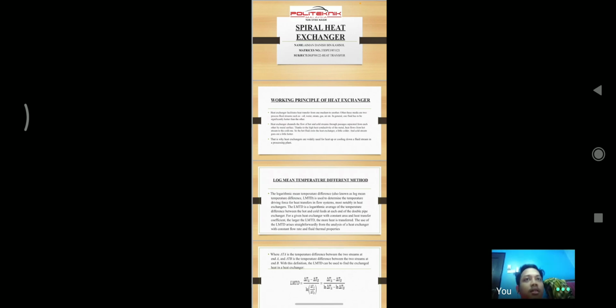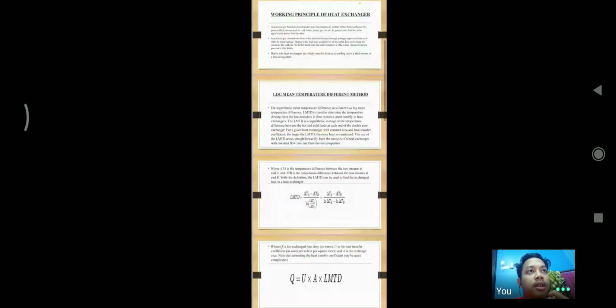Next is the log mean temperature difference method. The logarithmic mean temperature difference, also known as LMTD, is used to determine the temperature driving force for heat transfer in flow systems. Most notably in heat exchangers, the LMTD is a logarithmic average of the temperature difference between the hot and cold feeds at each end of the double pipe exchanger.